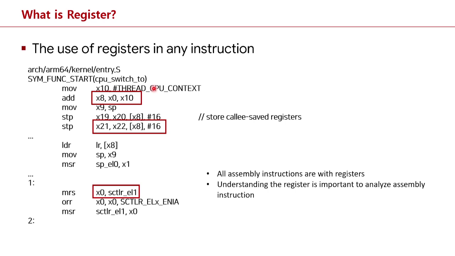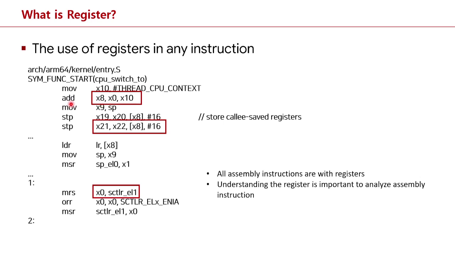Now, let's analyze another example of assembly instructions. Here, this assembly code is placed in the left corner. The label name is cpu_switch_to. This label is called every time a context switch operation is performed in the Linux kernel. If you look at this assembly block, you can see that in each assembly instruction, you're going to see the general purpose registers.